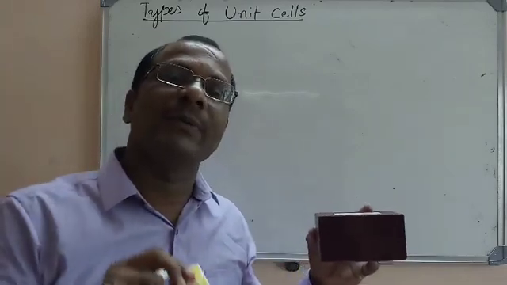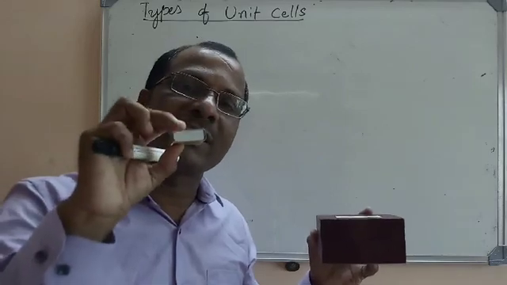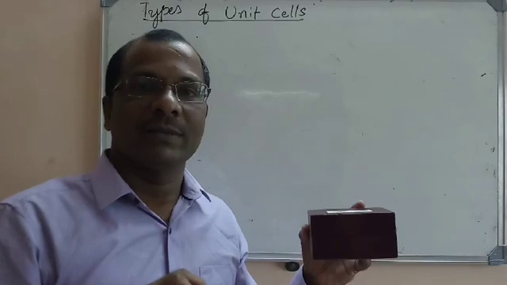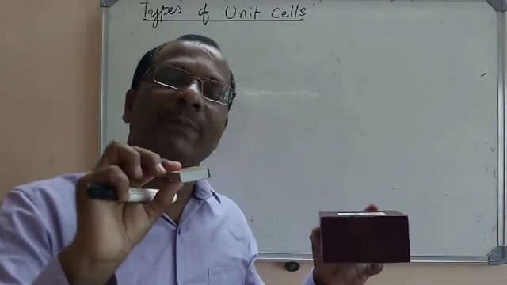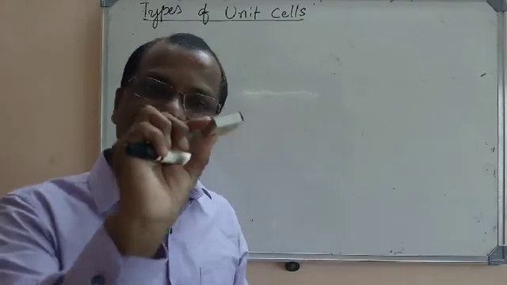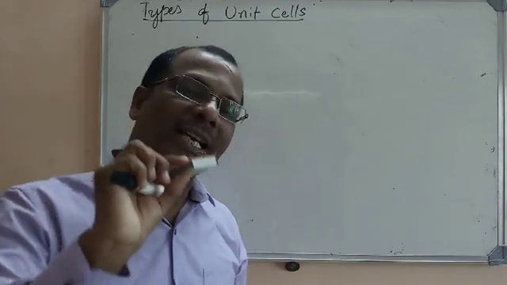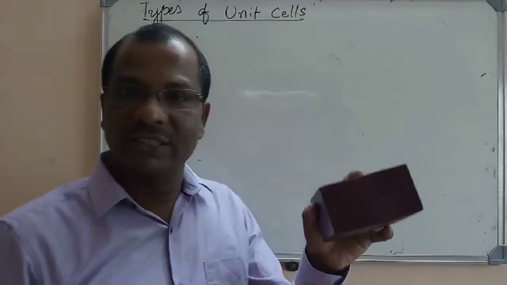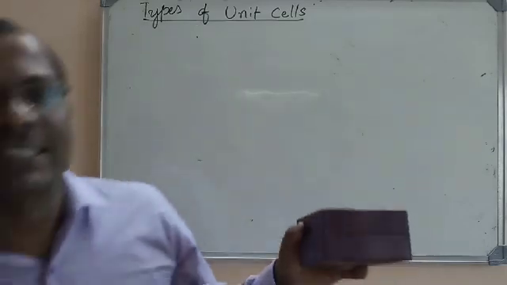So the lattice will be formed by the repetition of the unit cell. This is a unit cell. This is a lattice. That is the difference. But the smallest repeating unit of any crystal lattice is the unit cell. The unit cell will be repeated again and again to get the crystal lattice. So this is the unit cell and the crystal lattice.